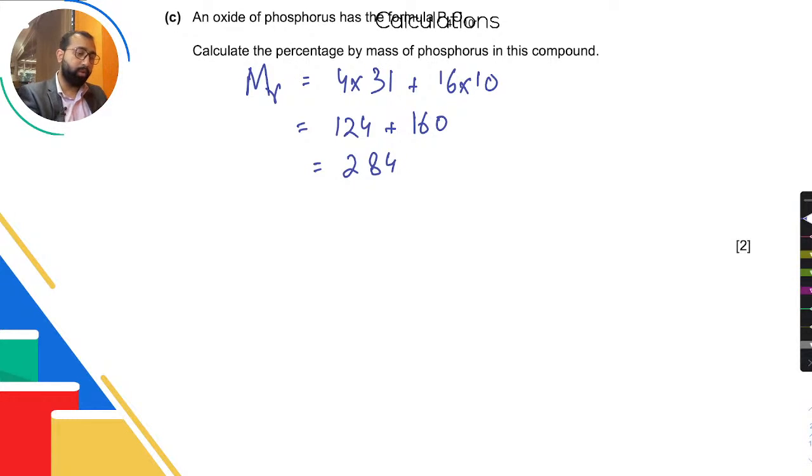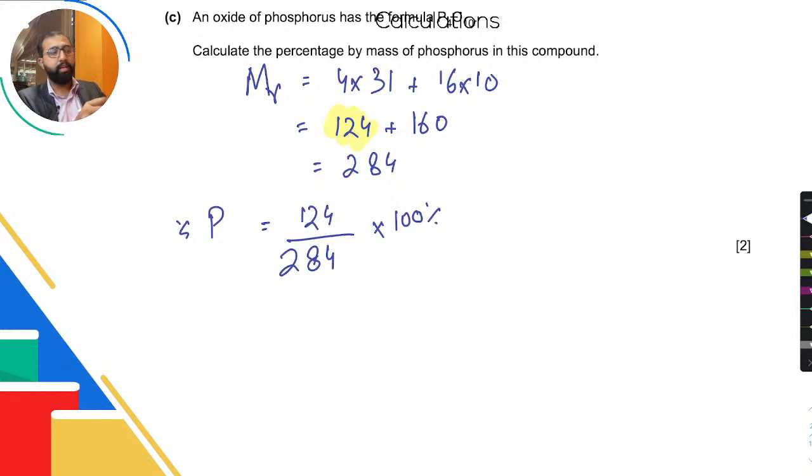Now, how much of that was coming from phosphorus? The advantage you have if you show all the steps is that you don't have to recalculate how much phosphorus I need. I already know that that is 124. So I'll just take 124 divided by 284, multiply by 100% to find my percentage by mass. So that is the percentage by mass of phosphorus.